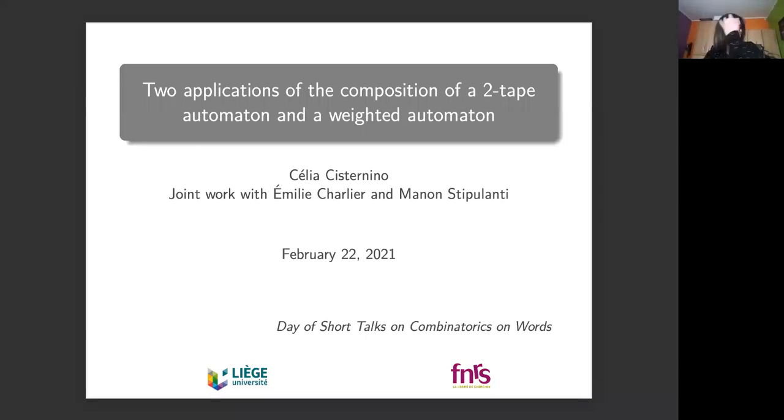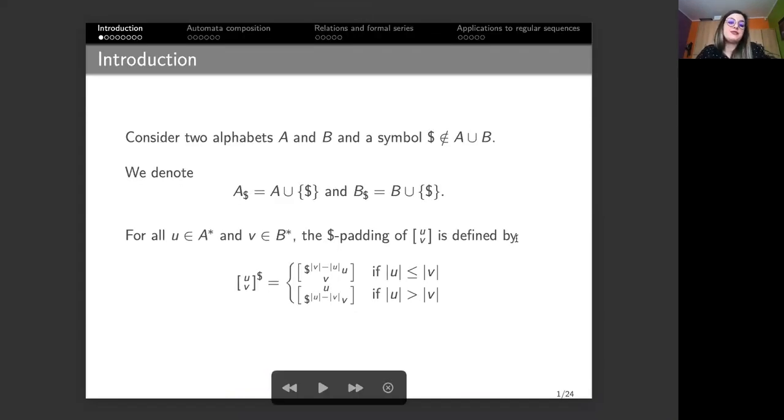This talk is a joint work with Émilie Charlier and Manon herself. In this presentation, I will talk about a composition of two types of automata. First, I want to define the two automata I will work with.